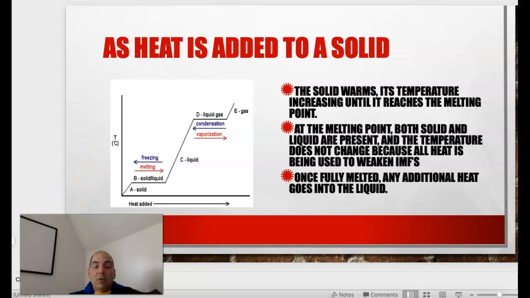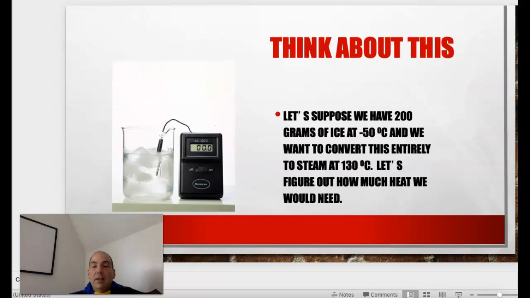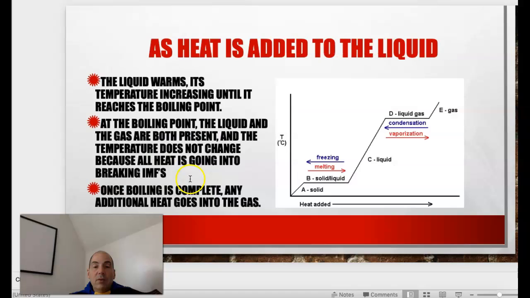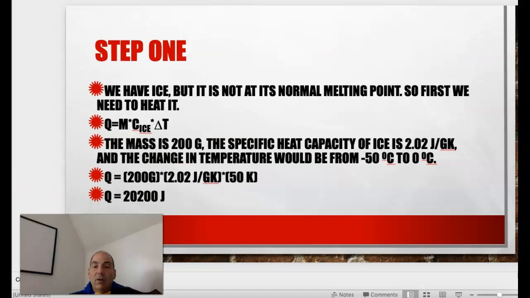We're starting with 200 grams of ice at negative 50 degrees. But I know that ice is going to melt when it hits 0 degrees Celsius. So the first step is to heat the ice to its melting point. The mass was 200 grams. The specific heat of ice happens to be 2.02 joules per gram Celsius degree, or Kelvin. And the change in temperature is from negative 50 degrees to 0 degrees.